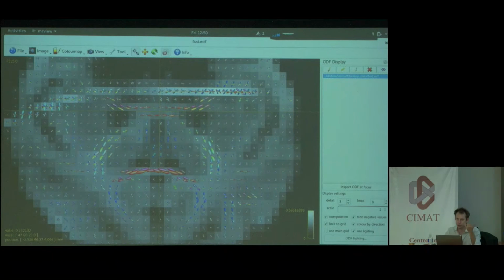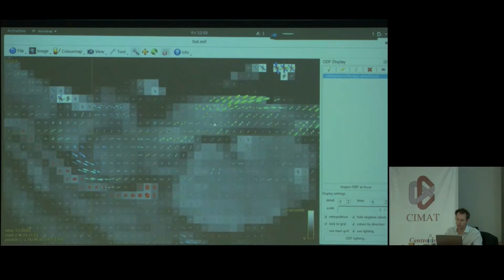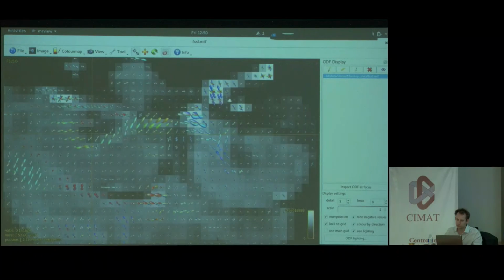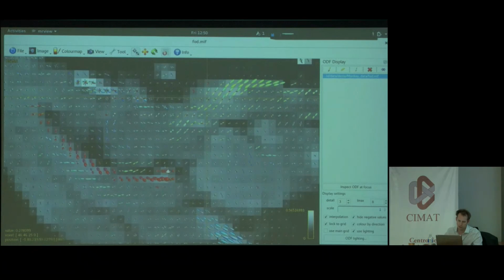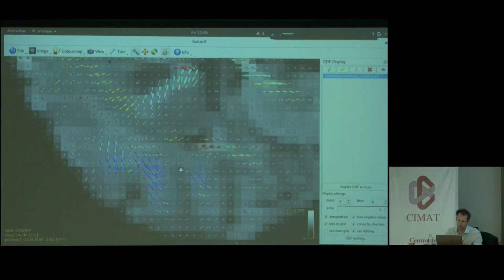The problem is that if I inverted the image, which is easy to do, the FODs would still be pointing the wrong way. So it doesn't matter. We'll just leave it as is. But you see very much the kind of structures you want to see. So middle cerebellar peduncles and cortical spinal tracts here.